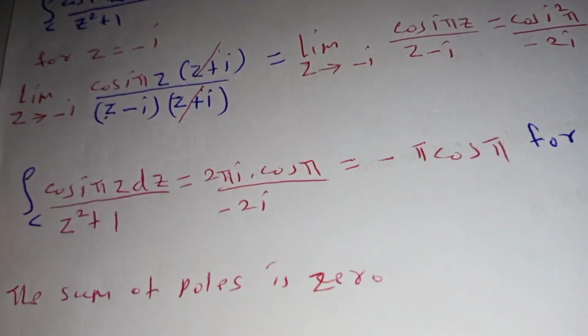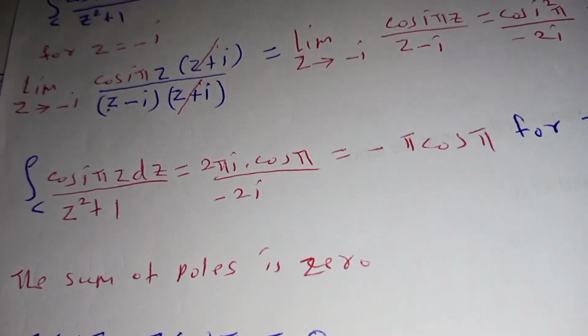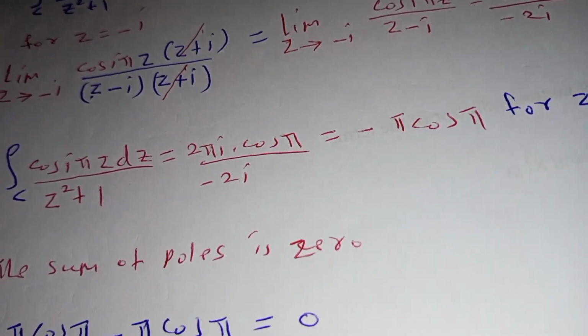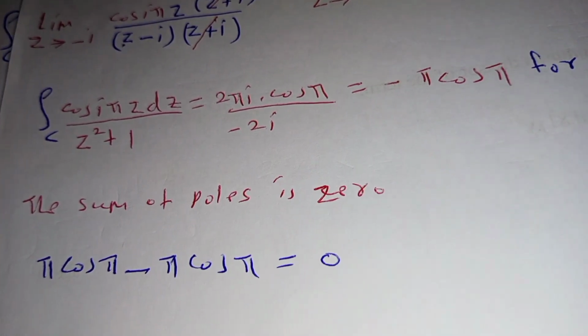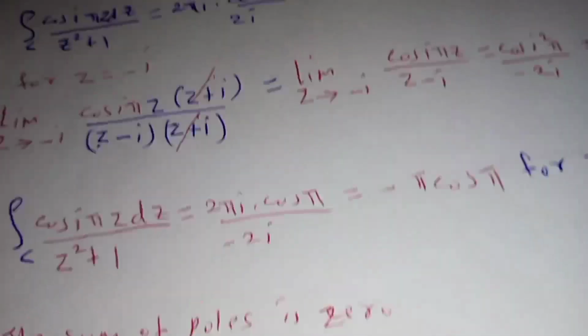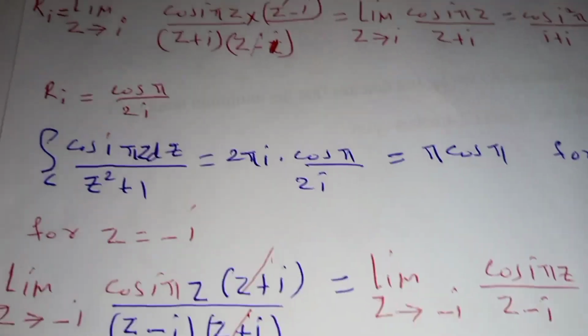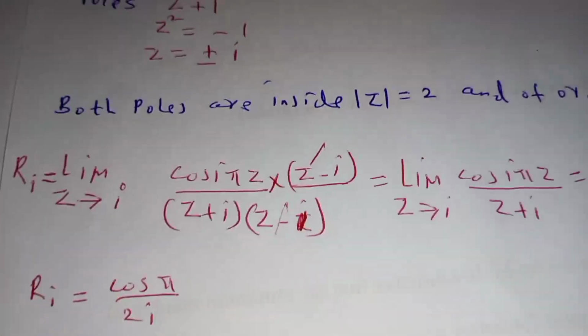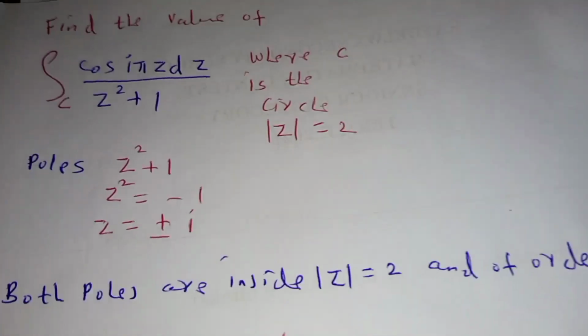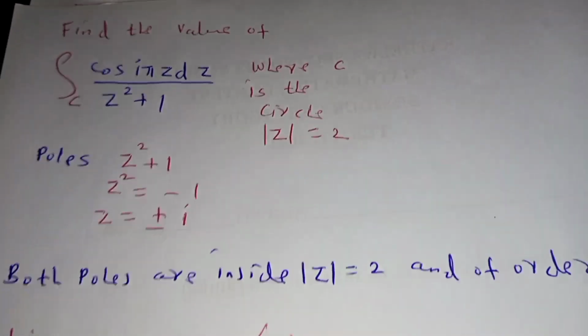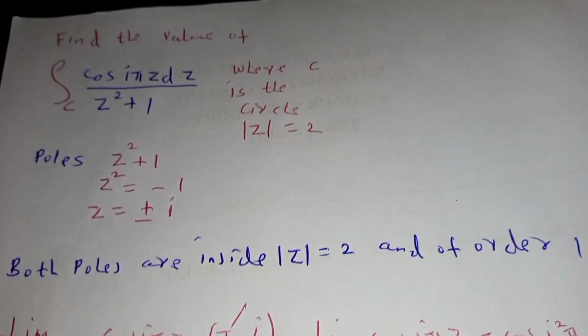Then the sum of the residues in this case will be 0, as we see here after adding. So that is how we evaluate a complex integral using the Cauchy integral formula in those simple steps.